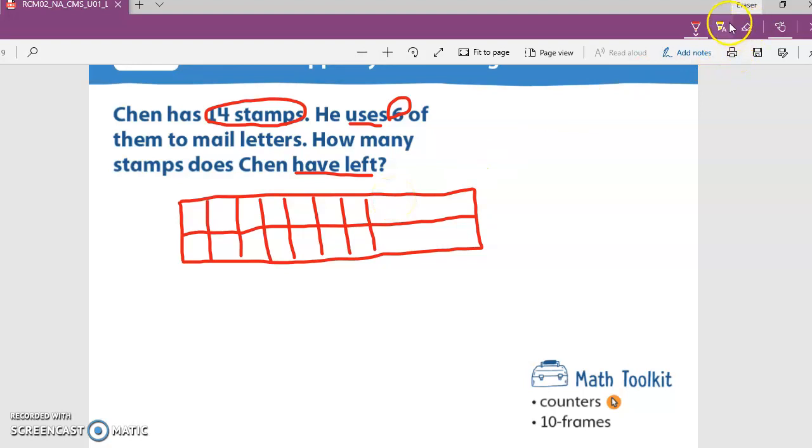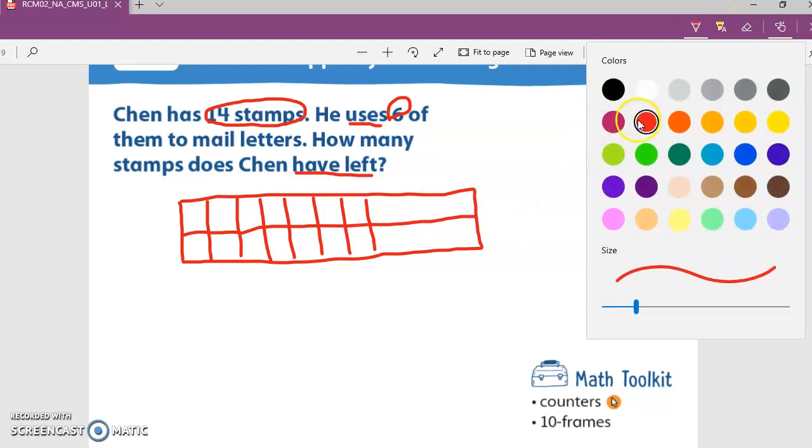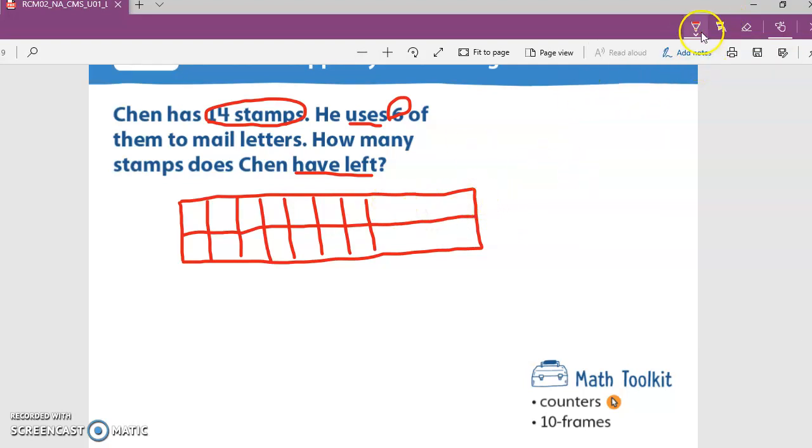Okay, if I hit the eraser, it's going to erase it. Oh, I could write it out though. Okay. Sorry guys. I drew my squares closer together. Alright. So I took care of my extras. So I have 14 squares. He uses 6. So I am going to draw X's to represent the stamps that he uses.